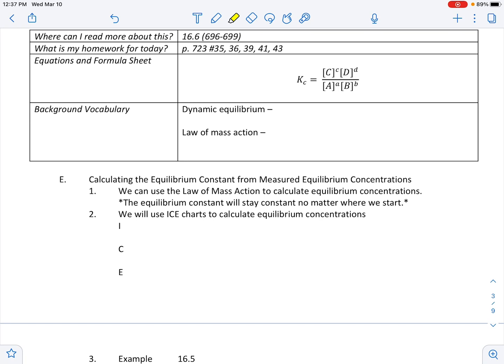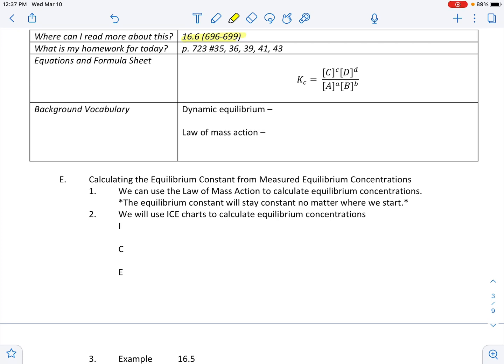This time we're actually going to be calculating equilibrium concentrations from some data that is given to us. So you'll definitely want a calculator for this. And let's just jump in, because we're also going to introduce ICE charts today. So let's see what we've got. This is section 16.6 if you want to read more about it.